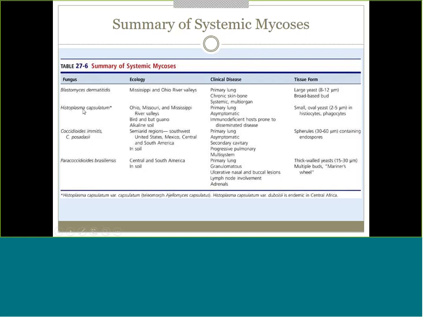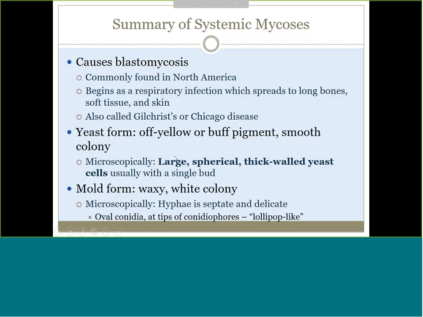Histoplasma capsulatum is seen in the Ohio, Missouri, and Mississippi River valleys, also seen with bird and bat guano, so bird and bat poop. Again, primary lung, and then it goes into a disseminated disease. Coccidioides immitis is seen down where I live. This is something that's commonly seen down here in southwest U.S., down in Arizona. And so this is the valley fever. They call it valley fever down here. So again, it starts as lung and progresses. And then you have Paracoccidioides brasiliensis. Think of Brazil for South America, and that's where it usually is stationed.